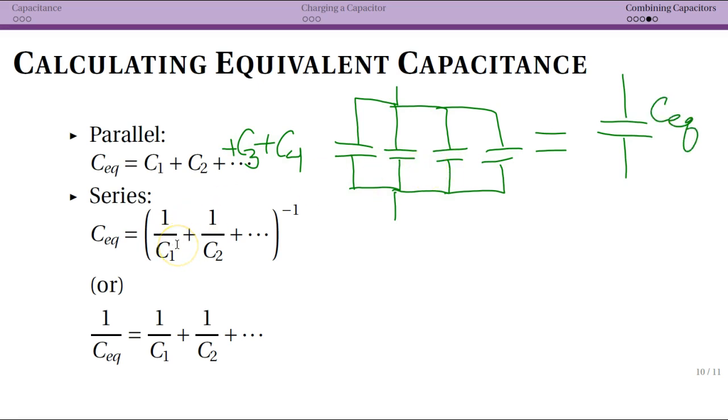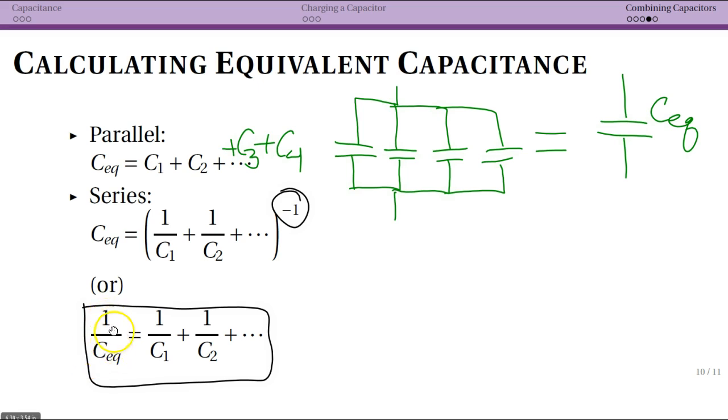Now, series, the equation is trickier. Note that this -1 is outside of the entire thing. So some people learn the equation this way because there's actually now a nice symmetry to it. But be careful, you can't just flip all of these upside down. If you think that for series you can write it this way, you're wrong. Please be careful of your algebra. So these are the two different ways of writing it for series.